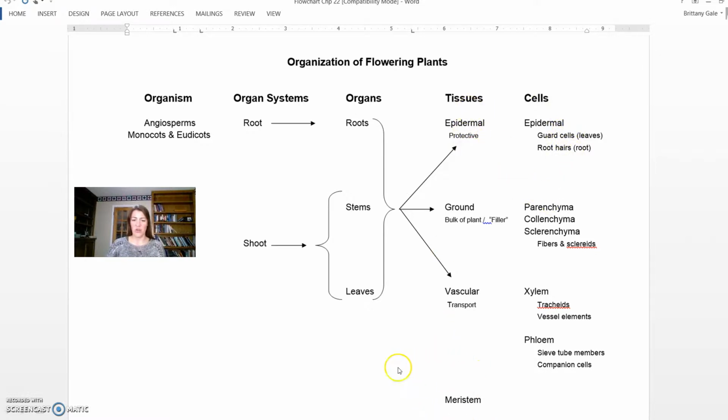I also really want to focus on, here at the bottom, the meristematic tissue. This tissue is not specialized. It is unique and it gives rise to all the other tissues. So it is a tissue, but it makes it possible for the other tissues to exist. We'll go through that and hopefully make sense later.